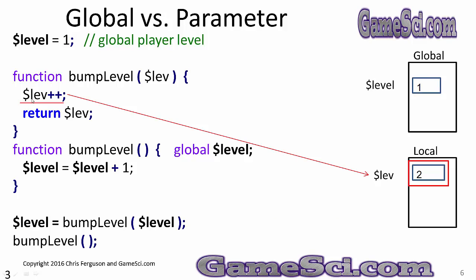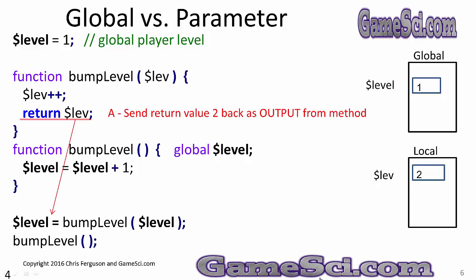Plus says add 1 to lev and store the result back in lev. So you can see over here on the right in the red box that local variable went to 2. Well, that's important information. We've just jumped from level 1 to level 2, but we did it in a copy. So we better return that copy back to the caller. Again, we're doing option A, and we'll send the return value 2 back as output from the method. So this is sending 2 back to the original caller.